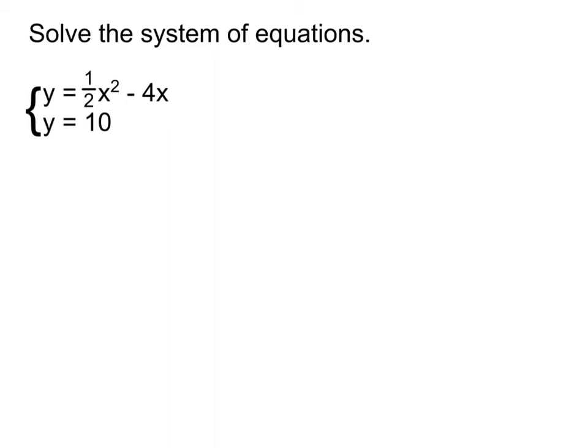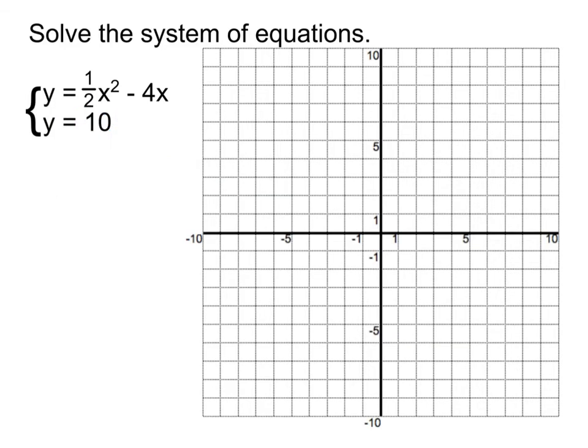Now the first thing to point out is that we cannot do this, at least yet, algebraically. Because in order to do it algebraically, we'd substitute what y equals in for y in the other equation. So we'd have 10 equals 1/2 x squared minus 4x. And while it is theoretically possible to solve something like this, we don't have the tools yet to do it. And so we need some other way to do it, and this is why I had you set up some graphing grids. Because we can solve this system by graphing it.